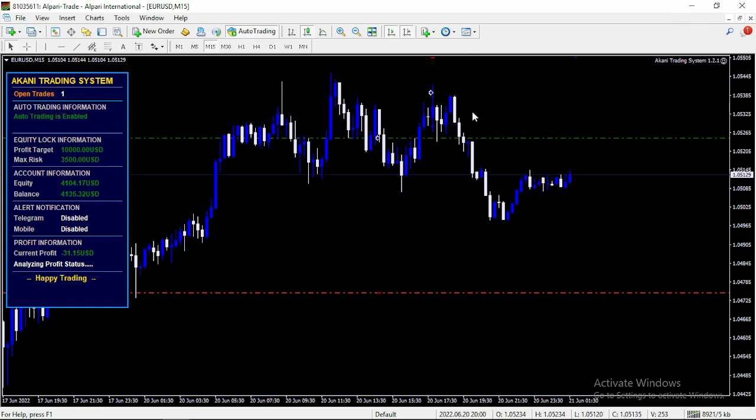It's not a martingale software, it's not a grid software or something like that. It has a unique strategy that currently works in the current market right now. It currently works and is currently profitable, as you can also see from the back test.